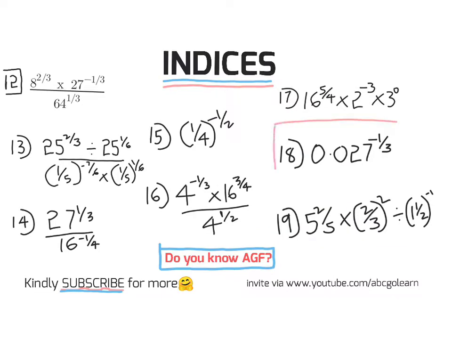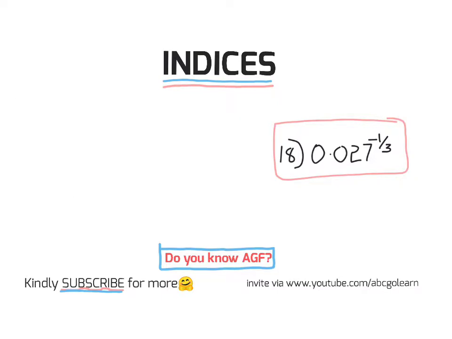Now, let's solve question number 18. I expect you to solve this as well, but let me just solve it for you. Just like I said before, anytime you see anything raised to power minus something, it's the same thing as 1 over that thing. So you can just rewrite it to be 1 over 0.027. Don't forget what we have there: 1 over 3. It's just the minus that changed the whole thing.